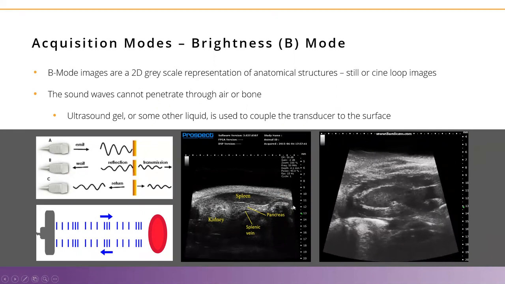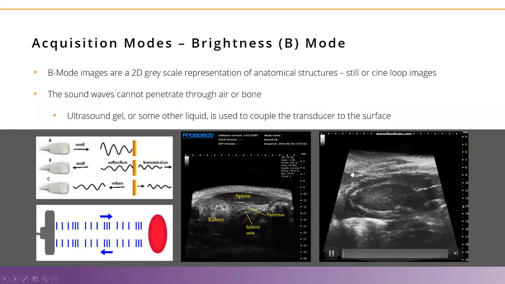We can acquire either a single still image, as we see here on the abdomen, or a movie, or a cine loop of images, where we want to be able to study how a structure is moving, such as the heart. Things to note with ultrasound, the sound waves don't penetrate through air or bone, and so we have to find a window basically within the thoracic cavity to be able to see the heart.